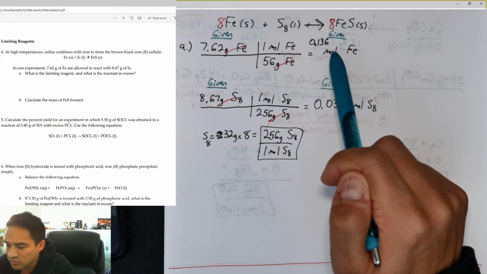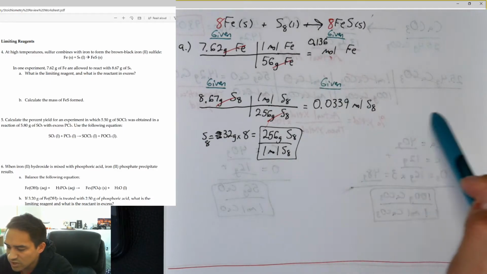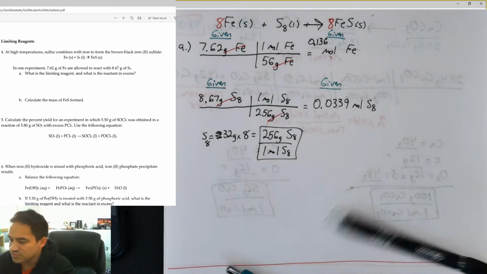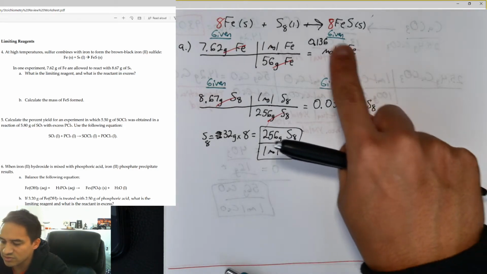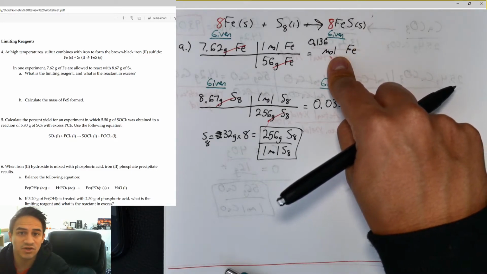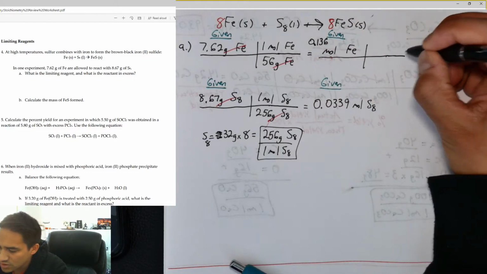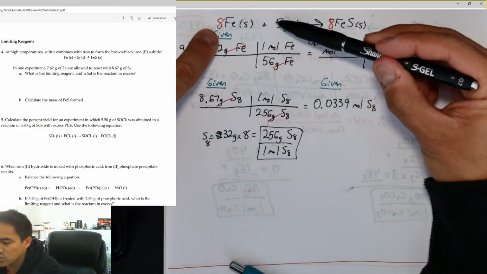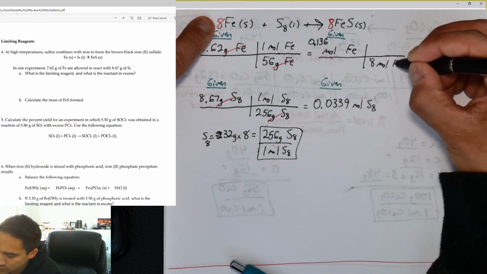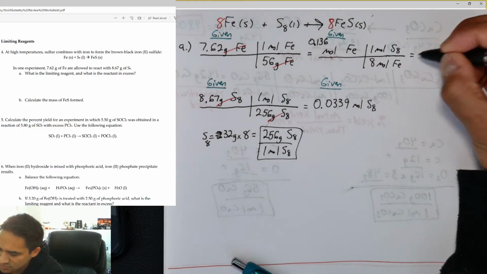Okay, so we're basically going to go from moles of iron to moles of sulfur, and then we'll do the other way around here, and then we're going to compare, so we can figure out which one's limiting. So the next part here is to go from moles of iron to moles of sulfur, because we're being given this much iron, and I want to know how much sulfur we need to react with this much iron. So in this reaction, it is an 8-to-1 ratio. So for every 8 moles of iron, we need 1 mole of S8.